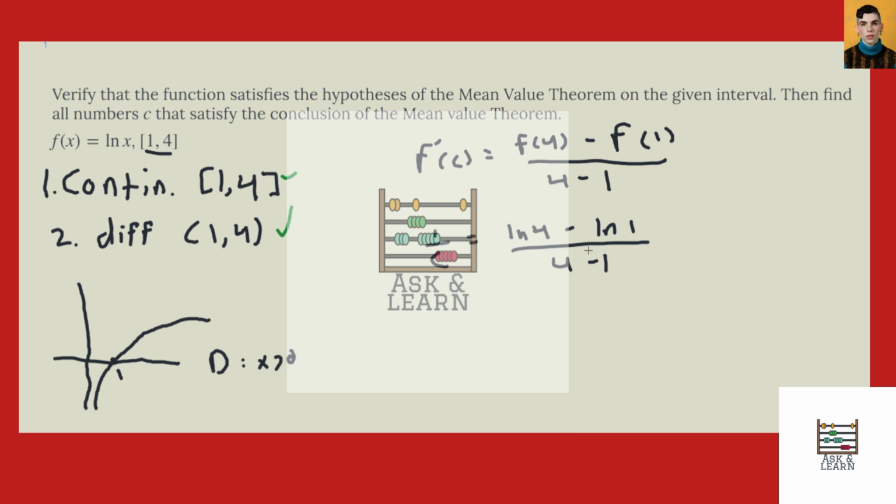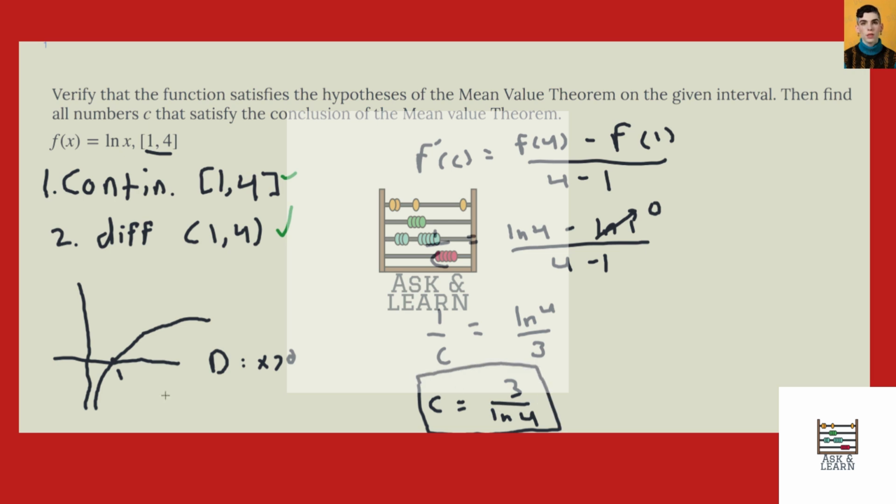And since ln of 1 is 0, as you can see in the graph, this is simply 0. We get 1 over c is equal to ln of 4 over 3. And then now we can solve for c by just flipping this equation. So we get c equals 3 over ln 4. So this is the answer.